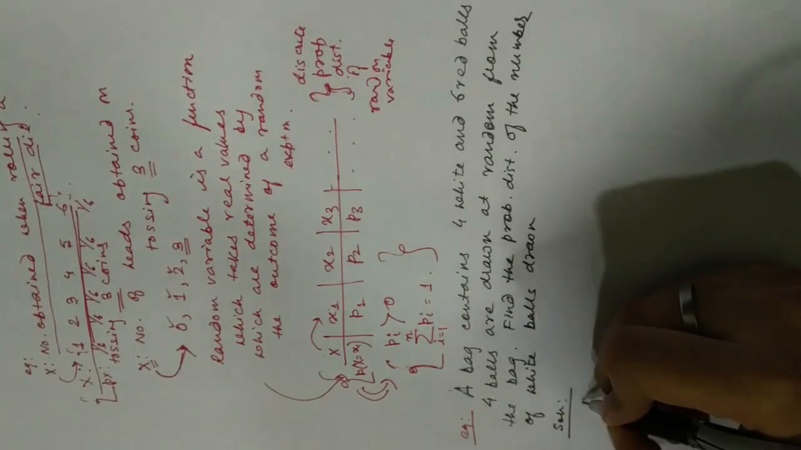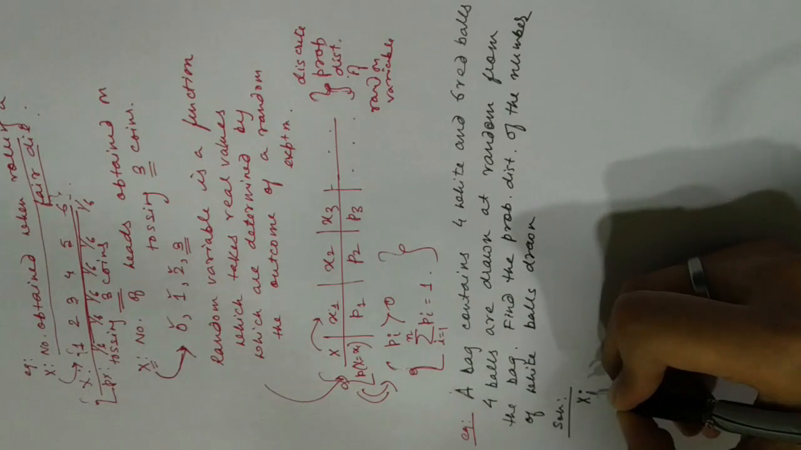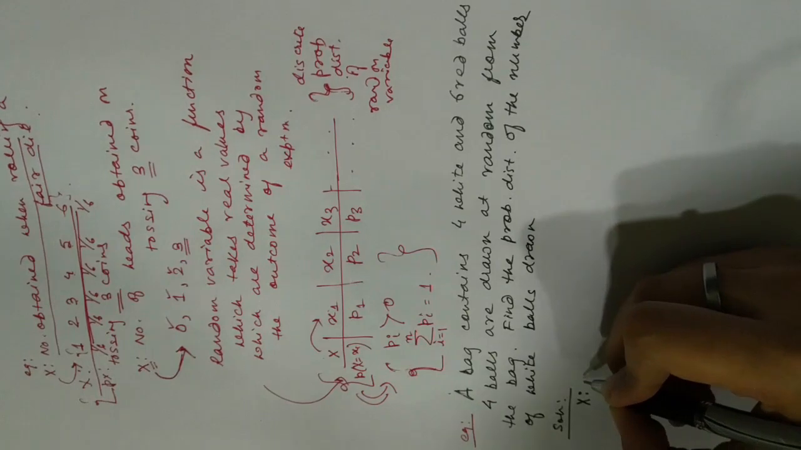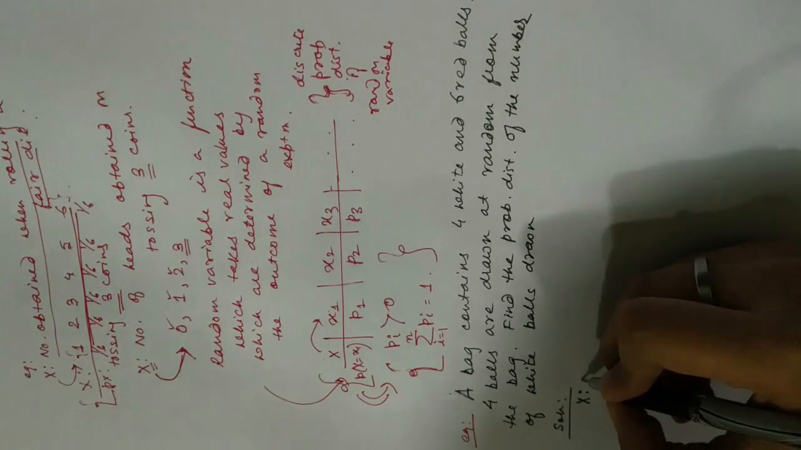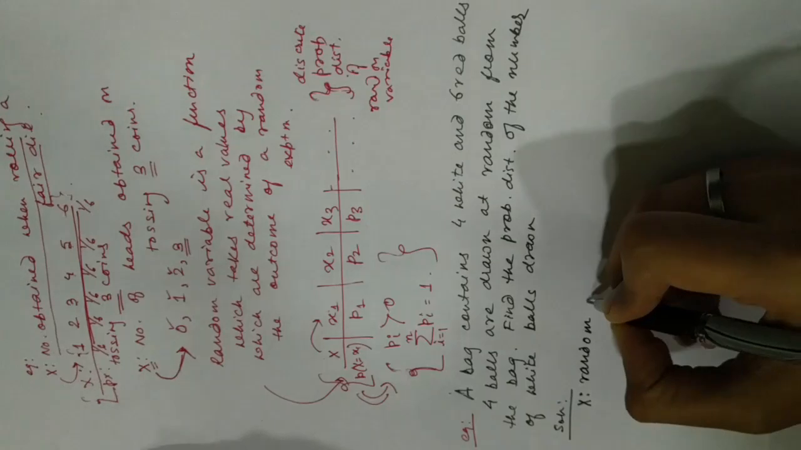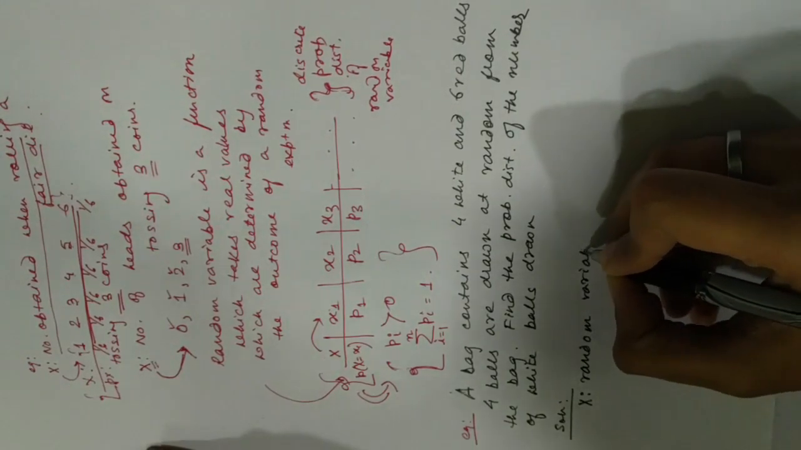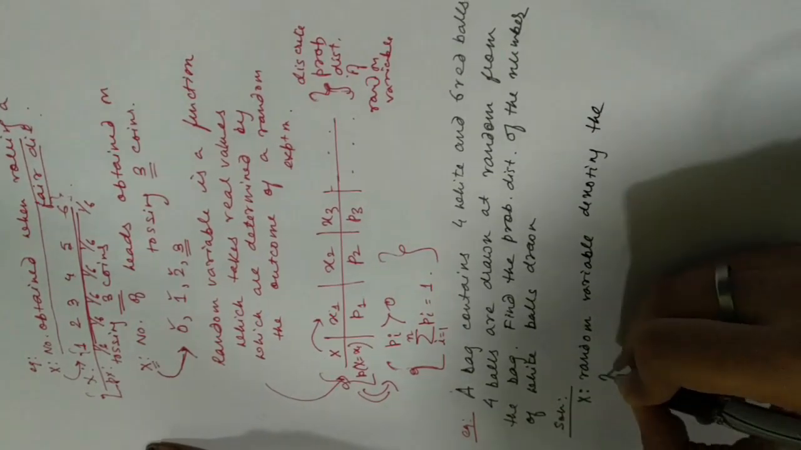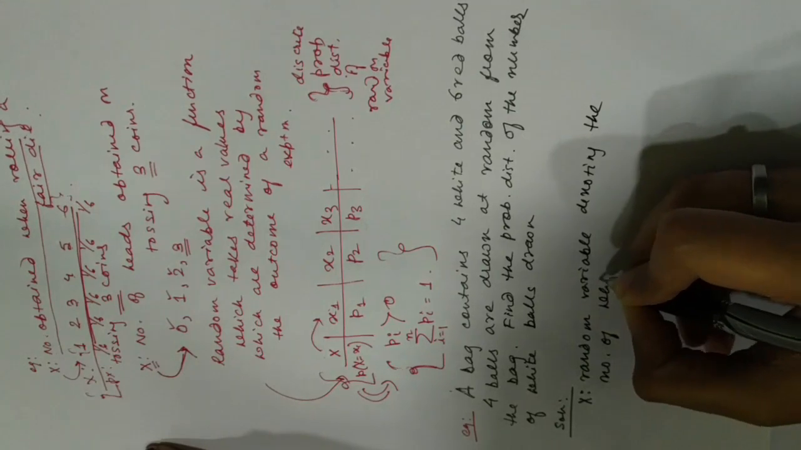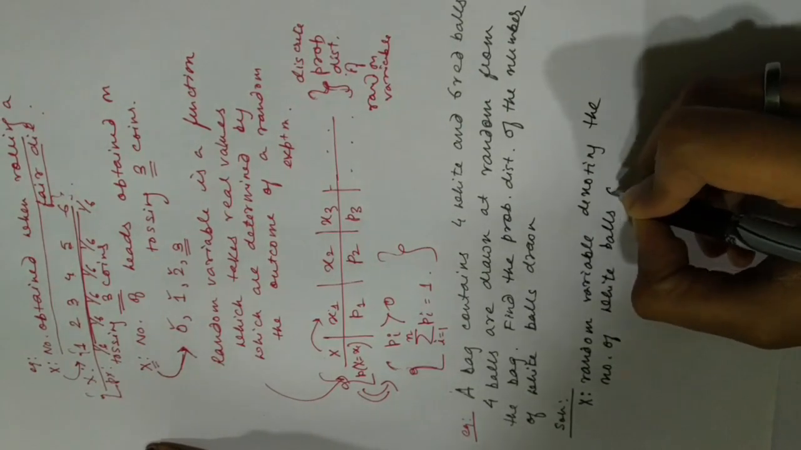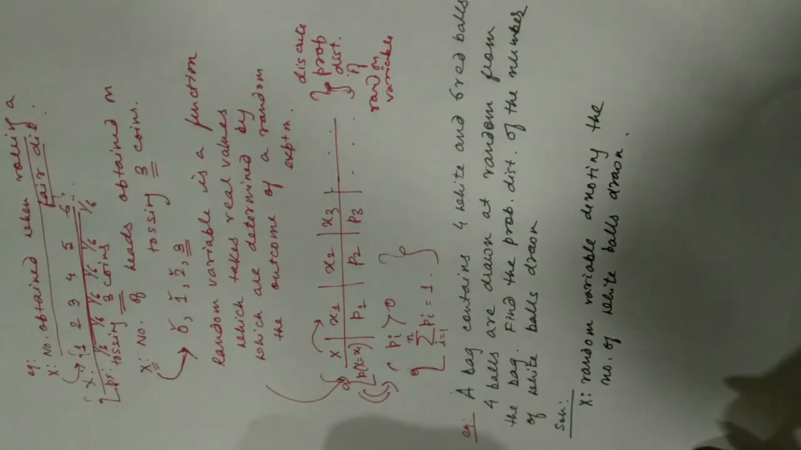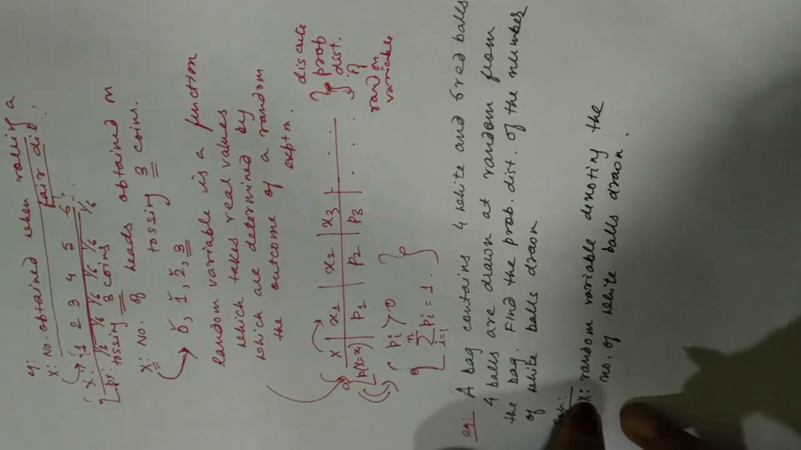The question is itself telling us that the random variable whose distribution we want to find is the number of white balls drawn. So X is a random variable denoting the number of white balls drawn from the bag. This is a random variable whose distribution we want to find. Now we need to see which values this random variable can take.